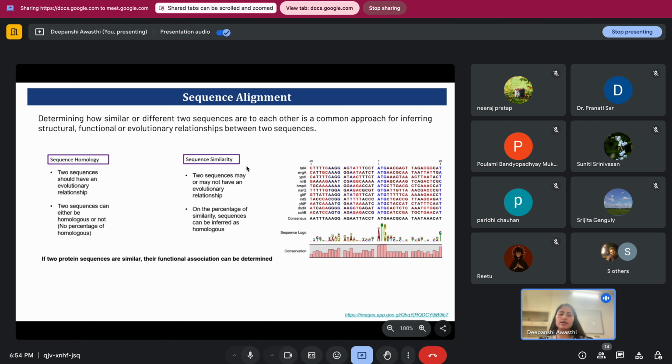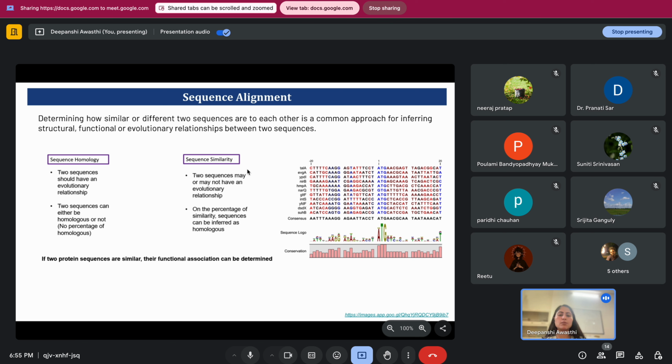And the hypothesis, or what we have observed so far, is that if two sequences share a higher sequence similarity, then they could also have functional associations. That means they could perform similar functions, and they could also have a similar structure. AlphaFold is one of the advanced tools for structure prediction which has come up. It is also based on that same principle, that if two sequences have similarity, then they could also have structural similarity as well.